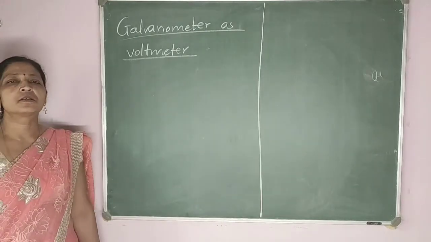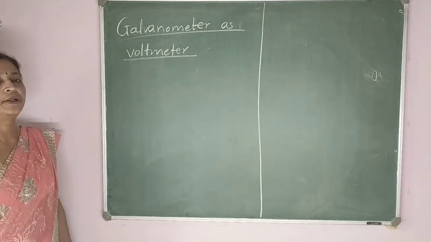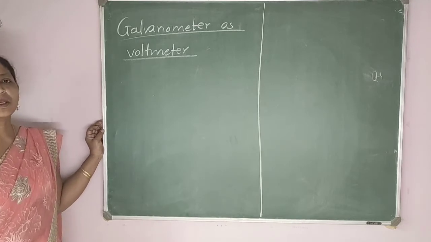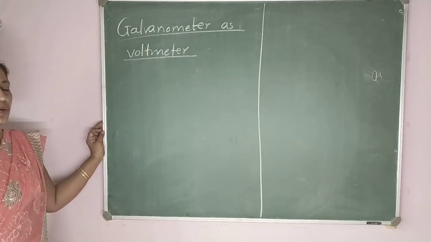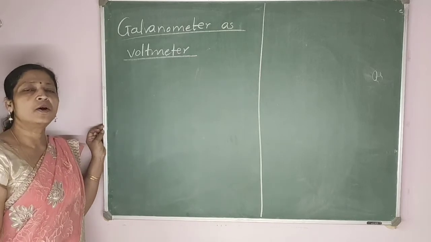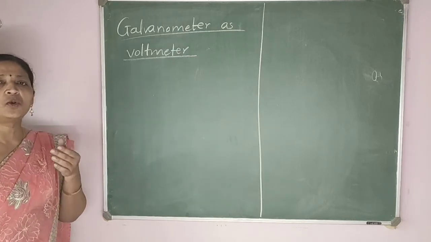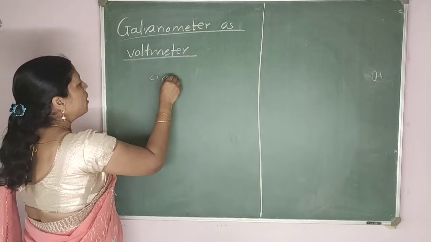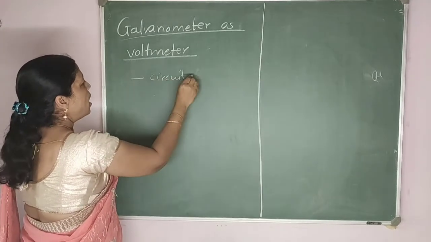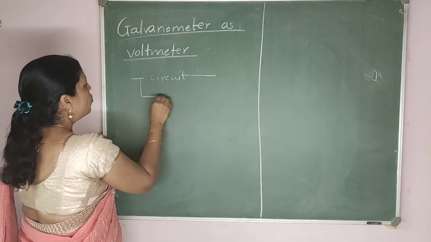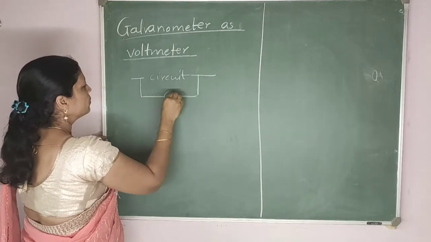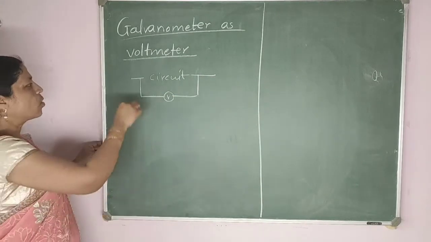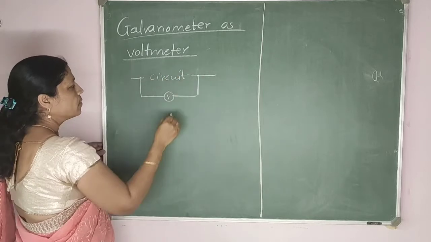Now let us discuss the galvanometer as a voltmeter. That means with the help of a galvanometer we are making a voltmeter. As you know, a voltmeter is used to find the potential difference between any two points in a circuit. If we have a circuit like this, we connect a voltmeter in parallel to it for the voltage measurement across any two points in the circuit.